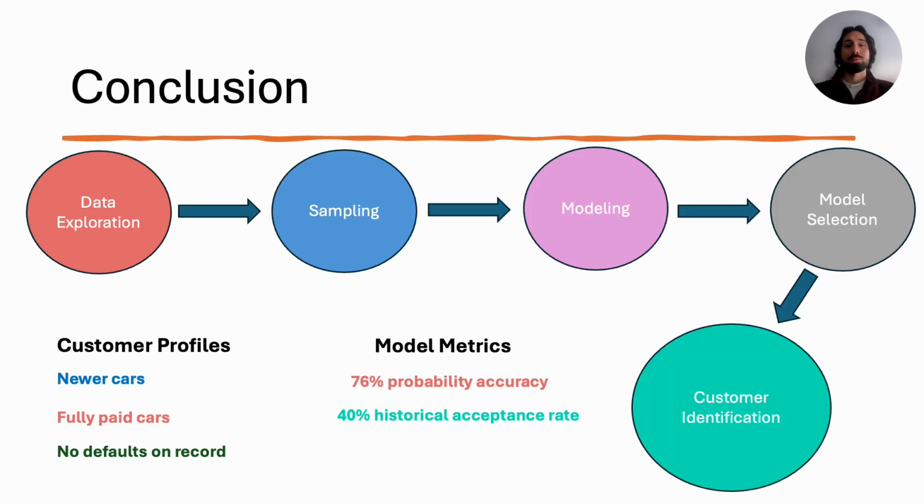To wrap things up, our model has identified 100 prospective customers that have the highest likelihood of accepting the latest credit line offering. The chosen model has about a 76% probability of correctly identifying a customer that will accept the offering, which is significantly higher than the 40% historical average of customers accepting a previous offering from the bank. These customers share similar qualities with our historical customers, with some of the most important being that they own relatively newer cars, have no car debt, and are creditworthy with no defaults on record.